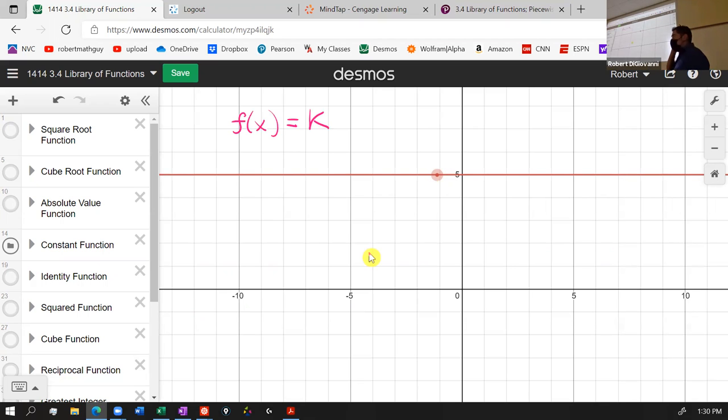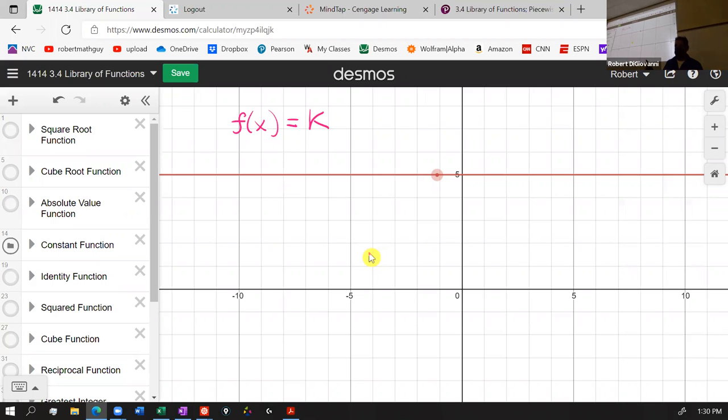All right, so how about we look at this, even or odd or neither? It would be even, wouldn't it? Because it is a reflection of itself over the y-axis. So it's an even function. What about domain? Everything, right? Everything.